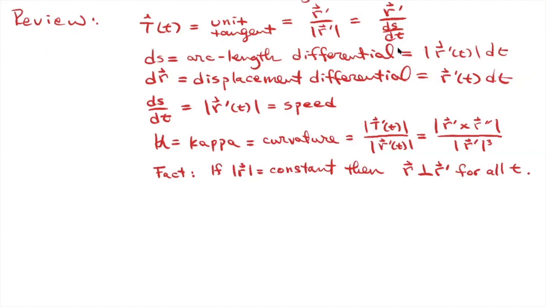And that fact implies that T prime is perpendicular to T. The unit tangent, when you take its derivative, will be perpendicular to the unit tangent. And then the definition of the unit normal, that's N of t with a hat. Okay, so again, this is the unit normal.